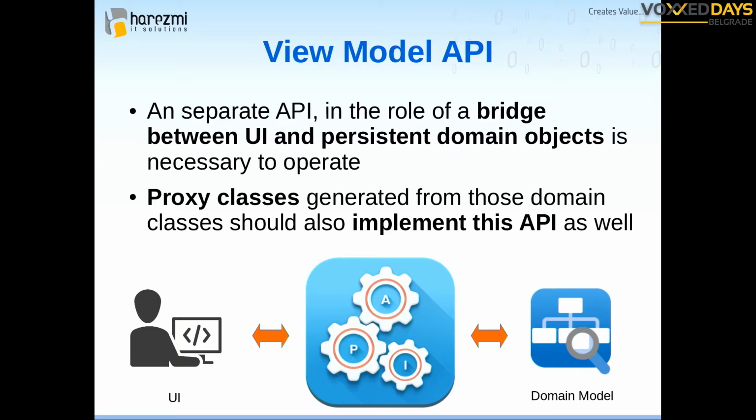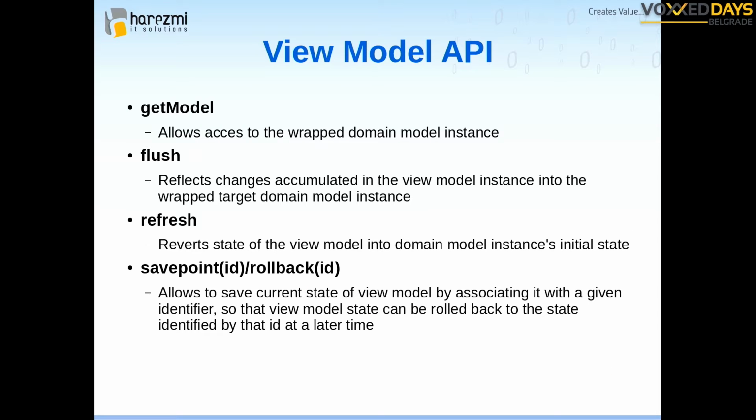In the end, we also need a separate complete API in the role of a bridge between UI and persistent domain objects, because we need to handle data manipulation operations in between. For example, when we place proxies between UI and domain instances, user input first will be accumulated in those proxies, and they have to be transferred to target domain instances at appropriate times, or data need to be fetched from those domain objects, transformed and then delivered to the UI layer. Therefore, we specified a view model API.